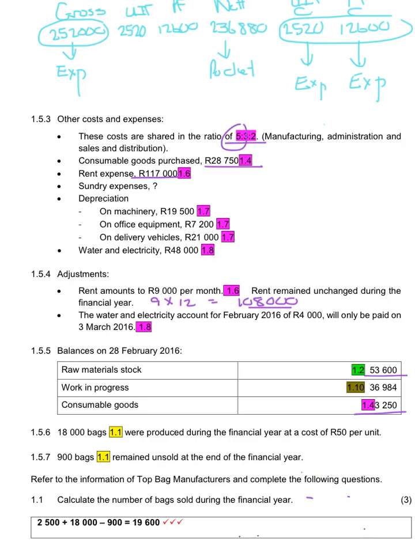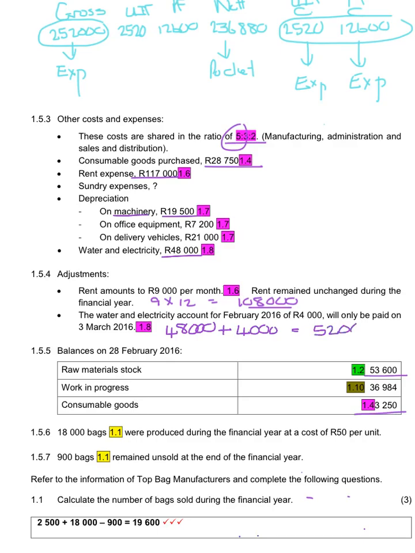Depreciation, only the depreciation on machinery will form part of the overheads. The other depreciation on office equipment and vehicles will be taken to the income statement. Then the water and electricity that was paid during the year was 48,000. They say at the end of the year, 4,000 will only be paid at the beginning of the next year. So it means this 48,000 is not my total expense for the year. My total expense will be 52,000.